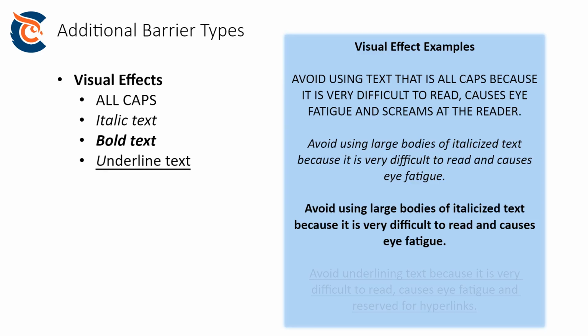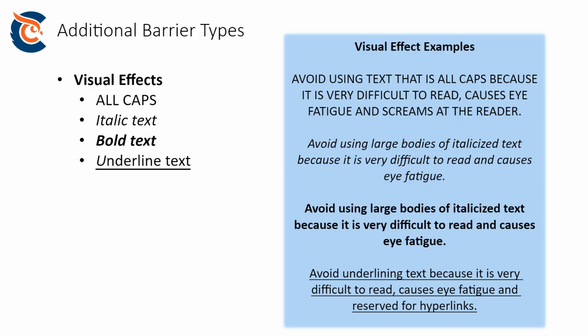Underlined text is also a barrier because it is hard to read, and you should reserve underlined text for hyperlinks. Remember to also include alt text for all hyperlinks to make them accessible to individuals who have visual impairments.